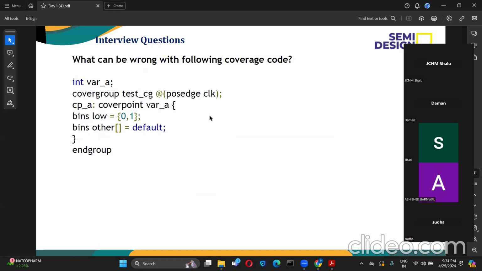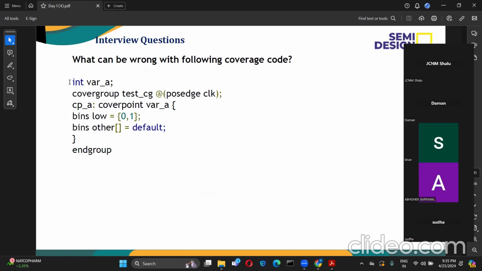Then tell me what can be wrong with the following coverage code. Before that, does anyone know what default bins are? Daman, do you know what default bins are? I think I may be wrong, but default means the remaining ones. Correct, the remaining ones which are not yet covered. Like 0, 1 are there, so the remaining ones come under default.